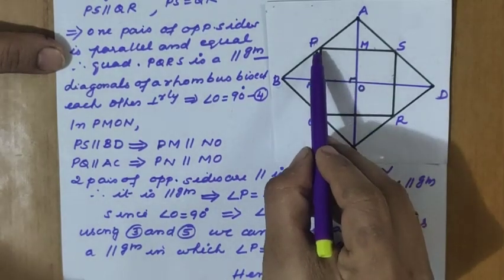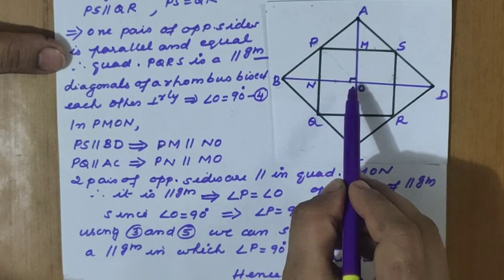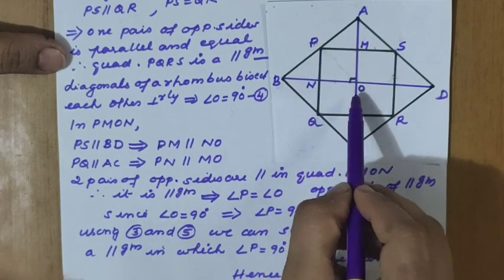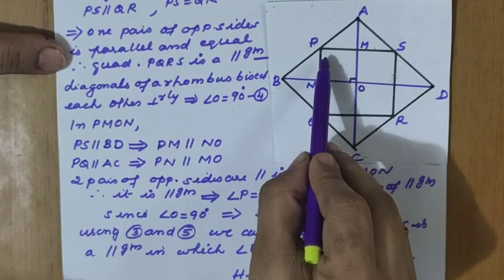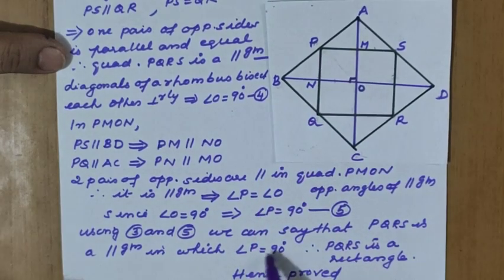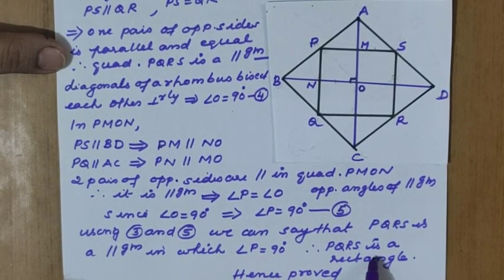The small part, that is PMON, is a parallelogram. Opposite angles of the parallelogram are equal. So angle O equal to 90 means angle P is also equal to 90. So what is the conclusion? PQRS is a parallelogram in which angle P equal to 90 degree. Therefore PQRS is a rectangle, hence proved.